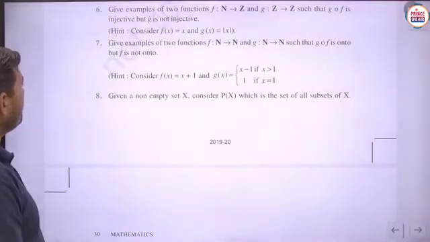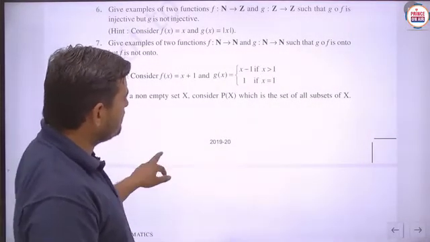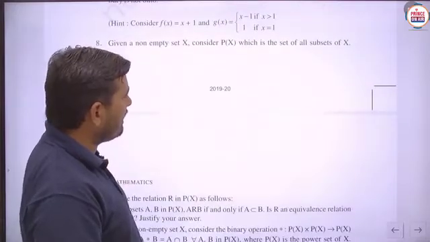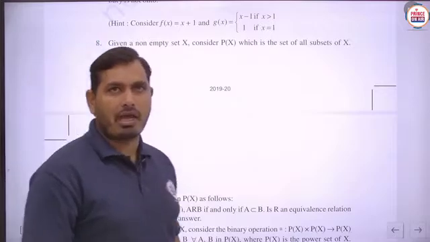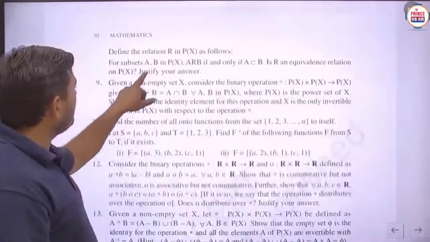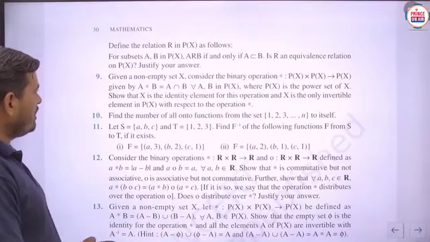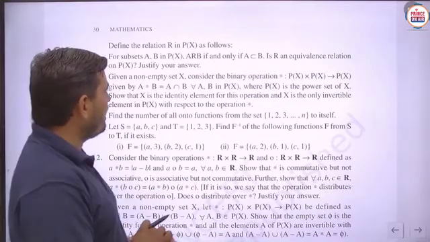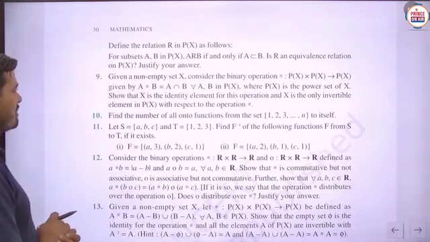In this question number 8, given a non-empty set X, consider P of X, which is the set of all subsets of X. That means P of X is the power set of X. I think each and every student knows very well about the power set. Define the relation R in P of X as follows: for subsets A, B in P of X, A R B if and only if A is a subset of B. Is R an equivalence relation or not?